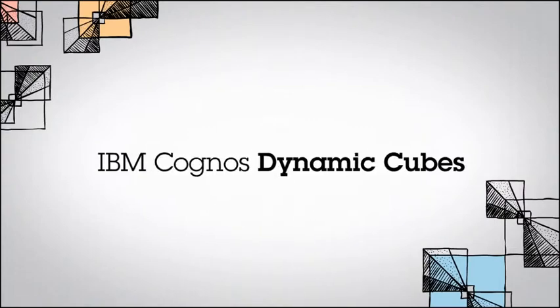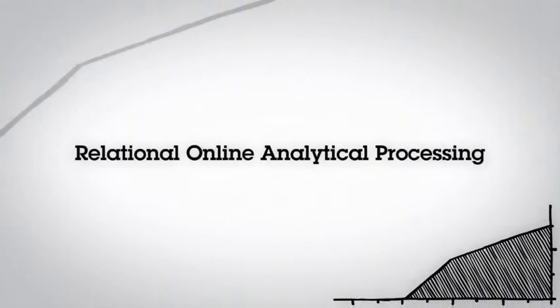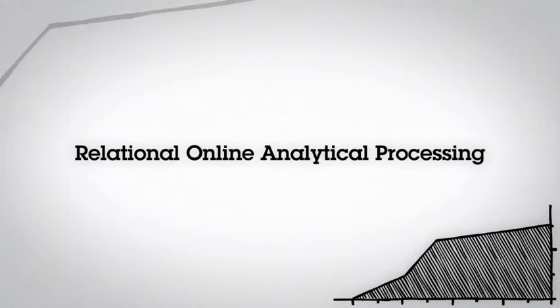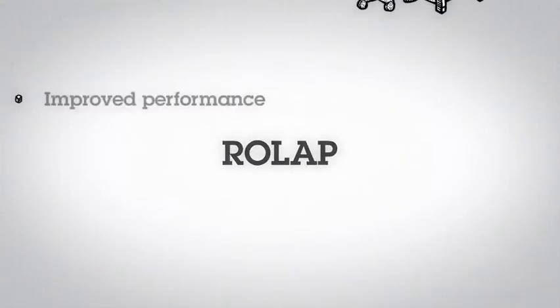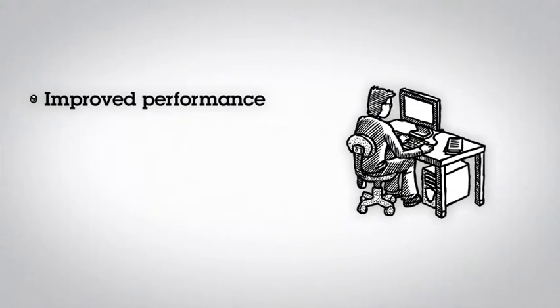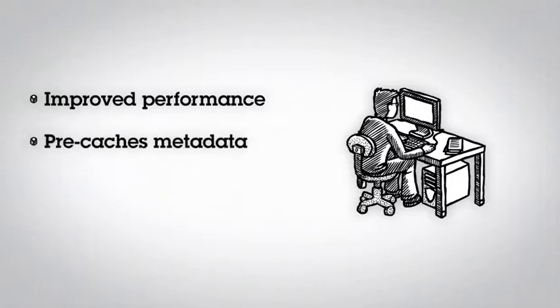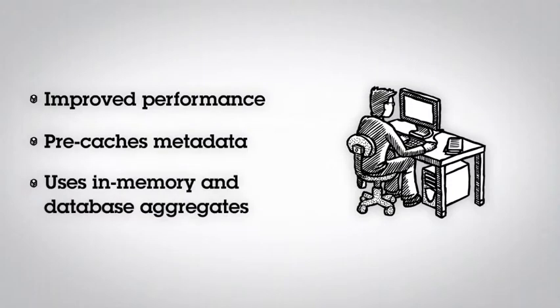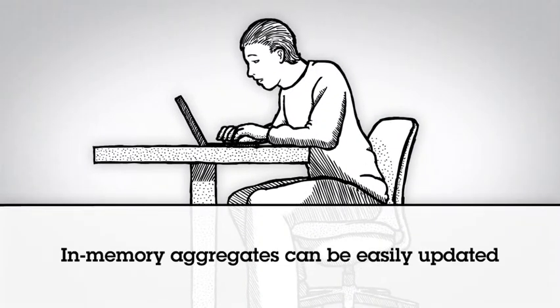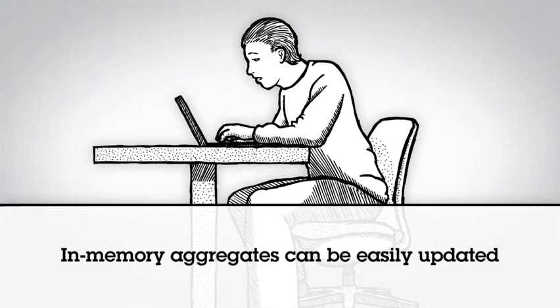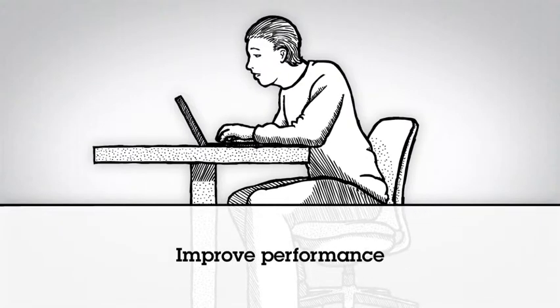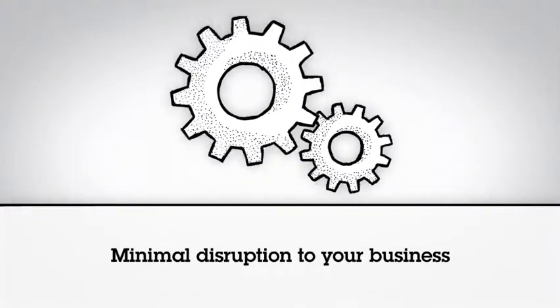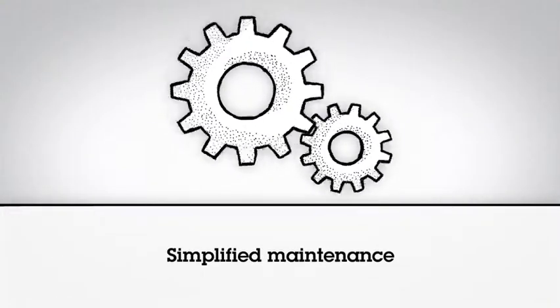IBM Cognos Dynamic Cubes, also known as In-Memory Relational Online Analytical Processing, or ROLAP, provides improved performance for dimensional-style reporting over relational data. It does this by pre-caching metadata and using both in-memory and database aggregates. What sets it apart is how the in-memory aggregates can be easily updated and tailored to improve performance for specific business needs, all without remodeling. You get minimal disruption to your business and simplified maintenance.